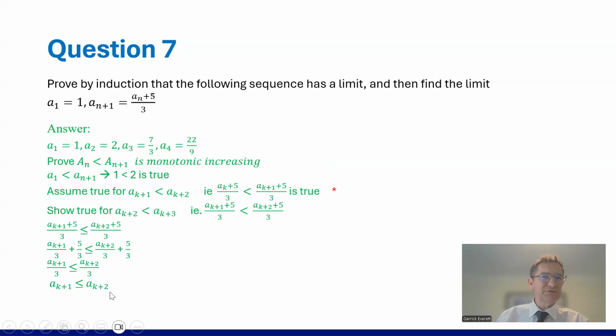And that's our original assumption, isn't it? So we've got our assumption here. From our assumption, I am using it. So it's true since that's our initial assumption. So we've now proved it's monotonic increasing.